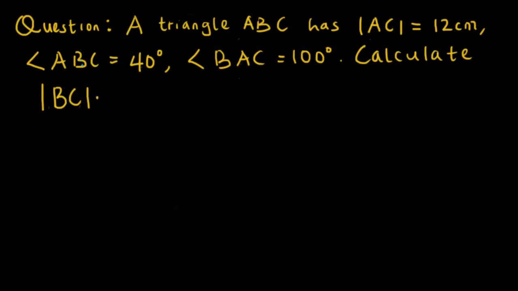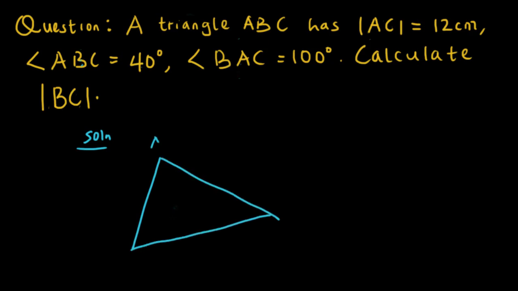So we have this question: a triangle ABC has line AC equals 12 centimeters, angle ABC equals 40 degrees, angle BAC equals 100 degrees, and we are told to calculate line BC. The first thing you want to do is to represent this in a diagram. So we have triangle ABC. We are told that line AC is 12 centimeters.